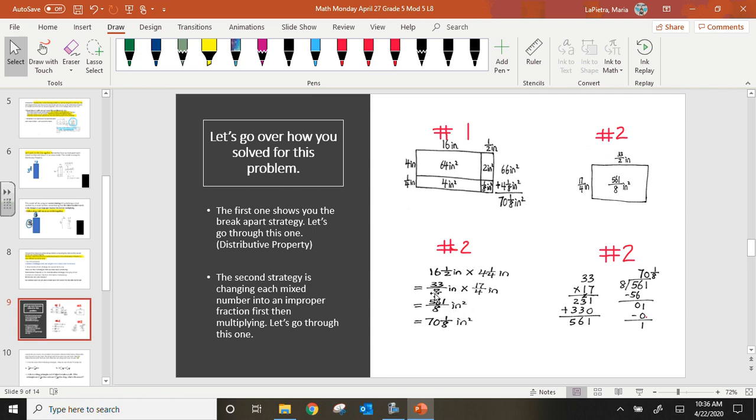Now, again, that is an improper fraction, and when we have an improper fraction, we need to divide. Okay, so 8 into 561 is 70 and 1/8. So your answer, 70 and 1/8 inches squared. So, thinking in your mind, which one was good for you? Which one did you like to do? Do you like to just change mixed numbers into improper fractions, or do you like to break it apart with the distributive property and find your products and then add them together to get your answer?